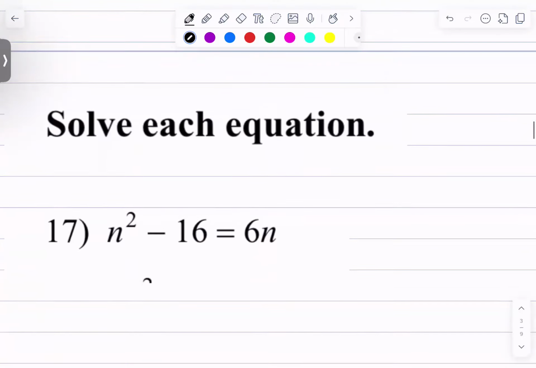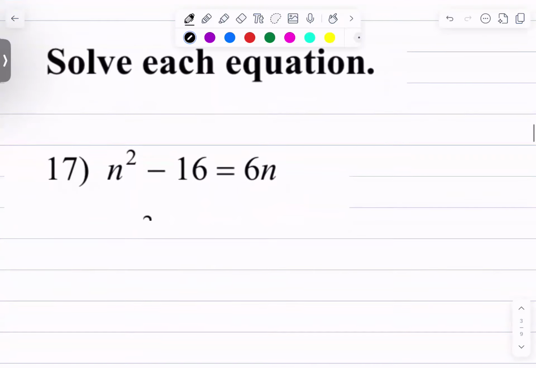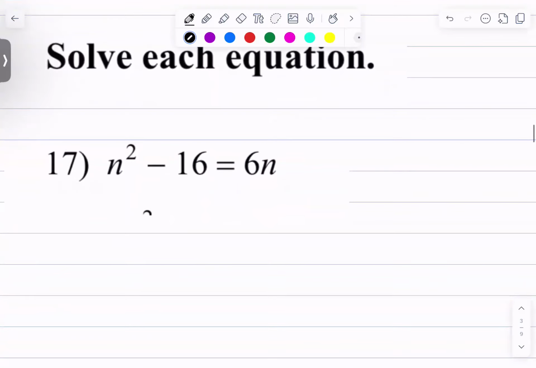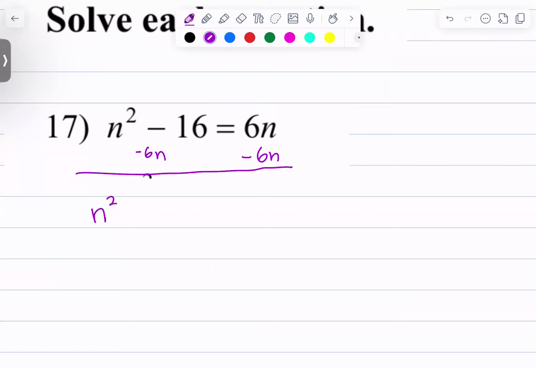Cool. Now we're going to get into solving equations. So for this one, number 17, or my fifth example, I'm going to subtract 6n from both sides. I don't have an n on this side, so that's n squared minus 6n minus 16 equals 0.